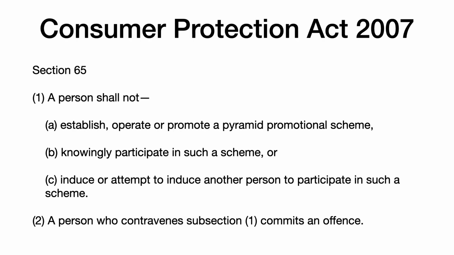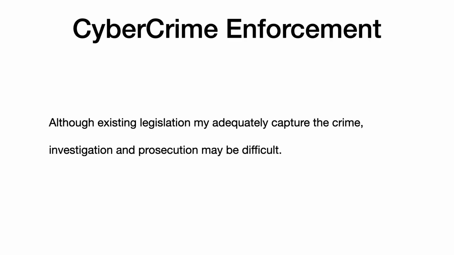The Consumer Protection Act, for example, criminalizes the pyramid scheme. So a person shall not establish, operate, or promote a pyramid promotional scheme, knowingly participate in such a scheme, or induce or attempt to induce another person to participate in such a scheme. And if you do, it's a criminal offense. So an online pyramid scheme will meet the definition of this crime too. So although the existing legislation might adequately capture the essence of the crime, it might be difficult to prosecute. And that's because there's underreporting. We've seen that before.